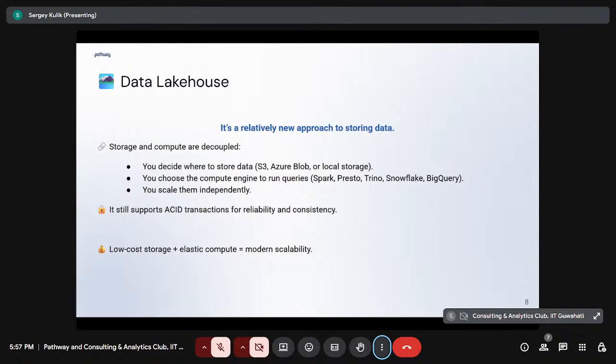So we have discussed a little bit about Data Lakehouse. Let's sum it up. So you decide where to store the data. You choose the compute, whatever you want. You scale them independently, and you save money on scaling only what you need and when you need. It supports ACID.